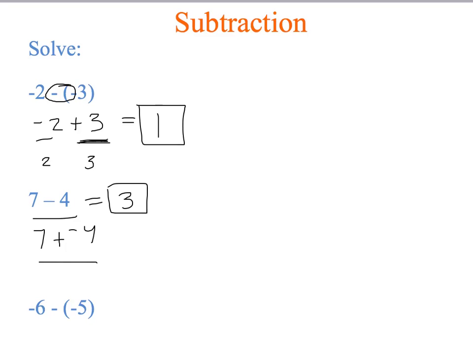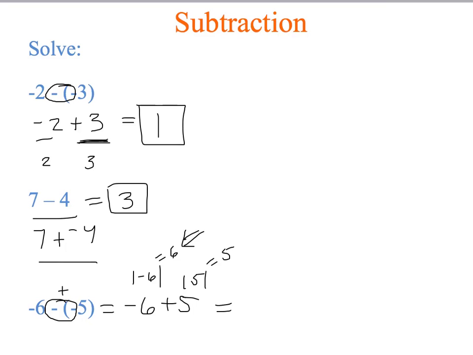Our last example is negative 6 minus negative 5. So these two negatives become a positive. So we have negative 6 plus 5. So now we do the same thing we did in the previous problem where we find the absolute values. So the absolute value of negative 6 is going to be 6. Absolute value of 5 is going to be 5. 6 has the bigger absolute value, so we're going to use the sign of 6. 6 is negative, so we're going to start with the negative. Now the difference between the absolute values, which are 6 and 5, is just 1. So our answer is negative 1.